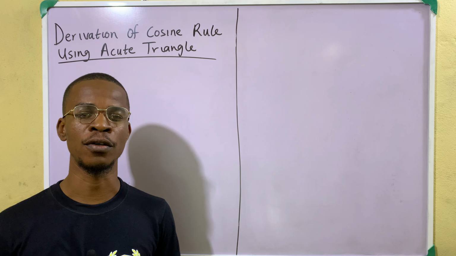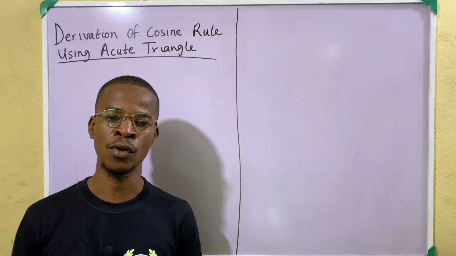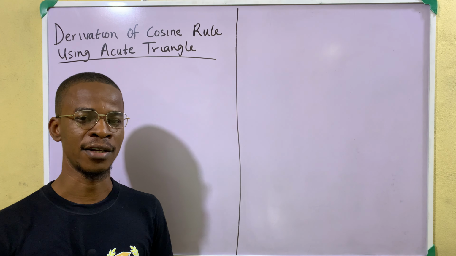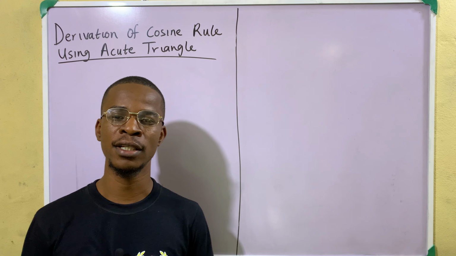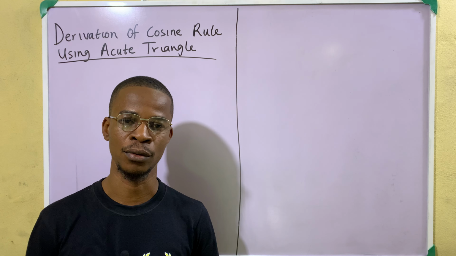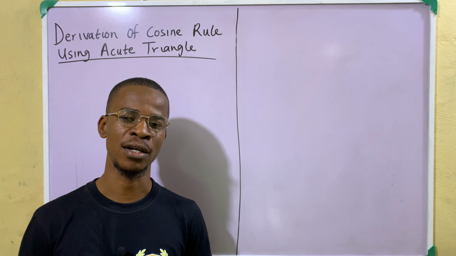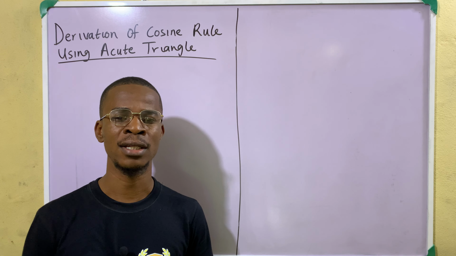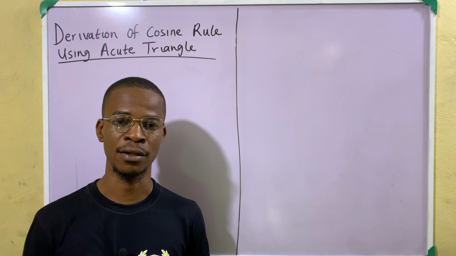We're going to learn how to derive the cosine rule using acute triangles. Normally we have two ways of deriving the cosine rule: one by using acute triangles and the second by using obtuse triangles. But in this video we're going to learn how to derive it using just the acute triangle. First of all, an acute angle is an angle that is below 90 degrees, correct?